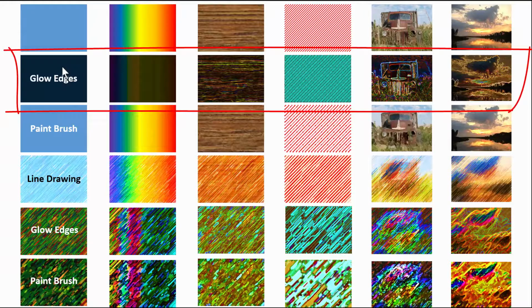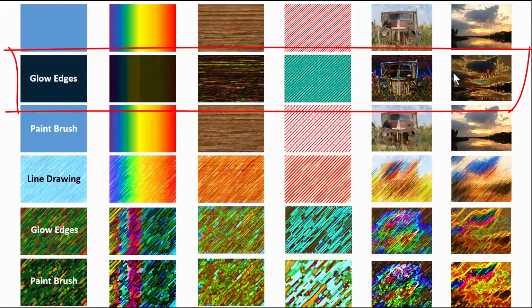I've applied a glow edge to the rectangle, and you get a dark color. I've applied a glow edge to this gradient. Doesn't do very much. Texture doesn't do very much, and the pattern just changes a bit, but it applies to the photographs. Now here's how it works.